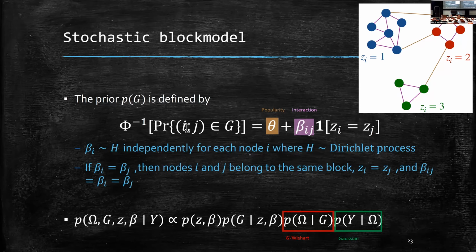So here, zeta is an allocation variable. It's an allocation indicator that tells me to which community a node i belongs. So if two nodes belong to the same community, then the probability of having a connection increases by a factor beta ij. Now, what's the trick here? How do we estimate communities, and the nodes that belong to the same community?